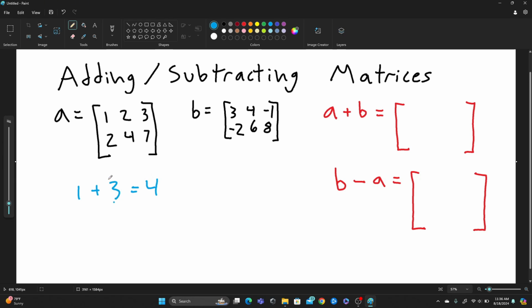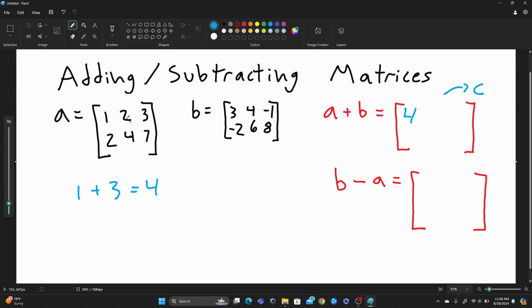So this is A11 plus B11, which is equal to, we can call the third matrix, or the sum of these two matrices, C, matrix C. So this right here is matrix C. So A11 plus B11 equals C11. So we're going to put 4 right there. And then we're going to continue that operation all the way down.